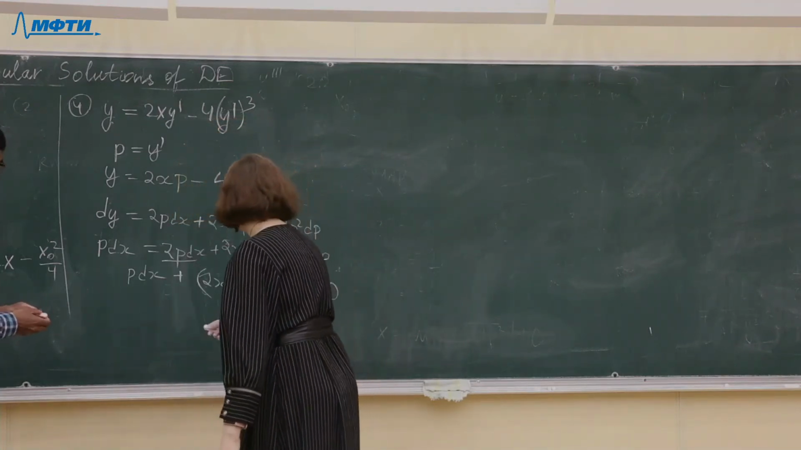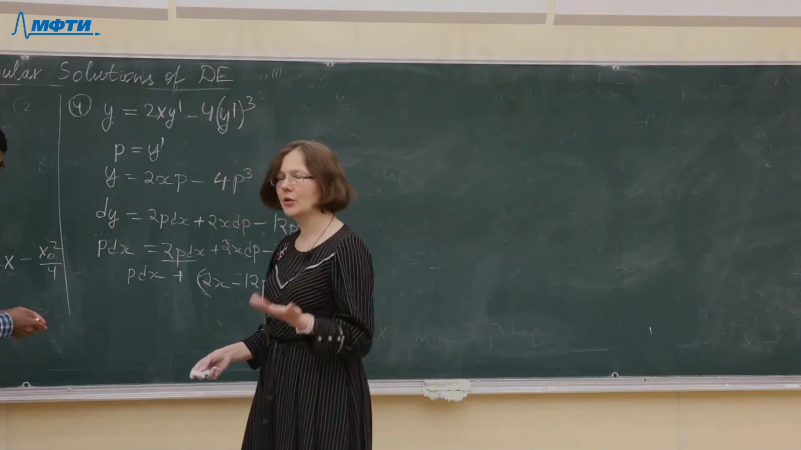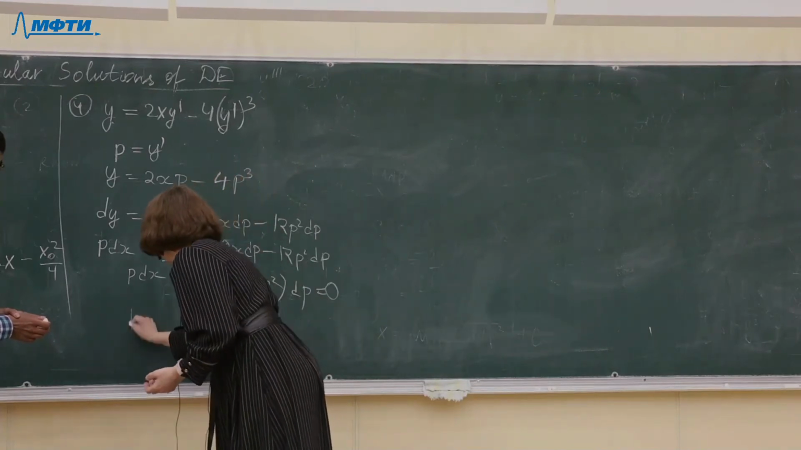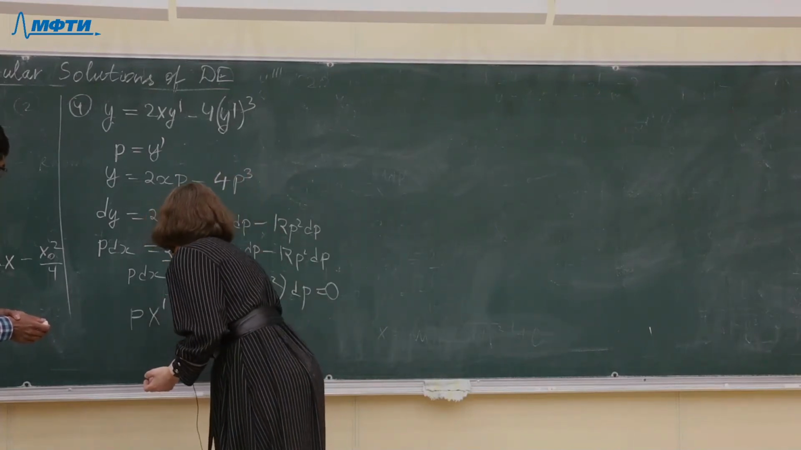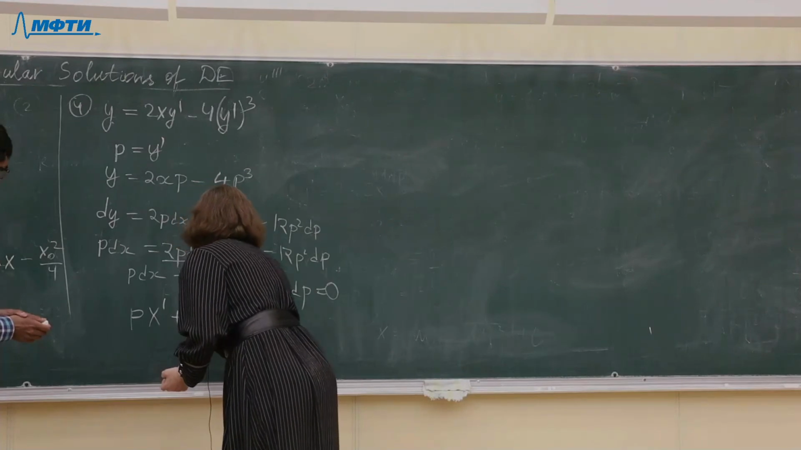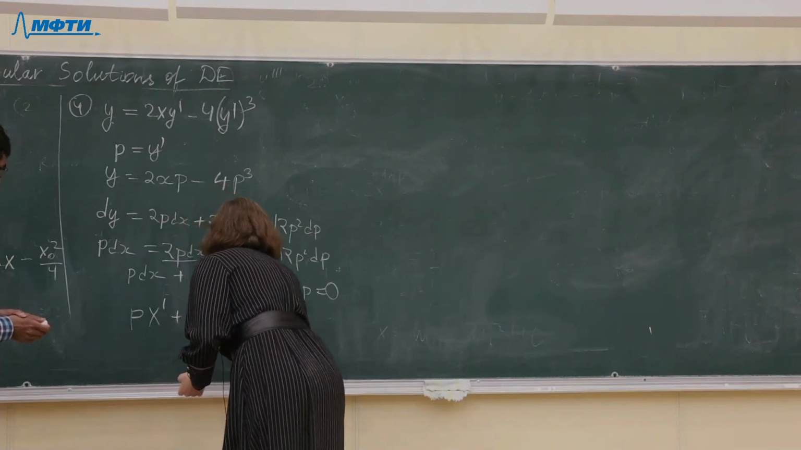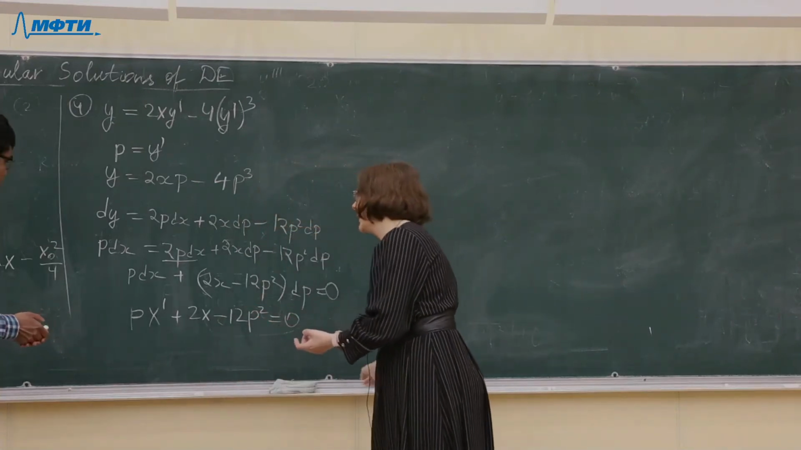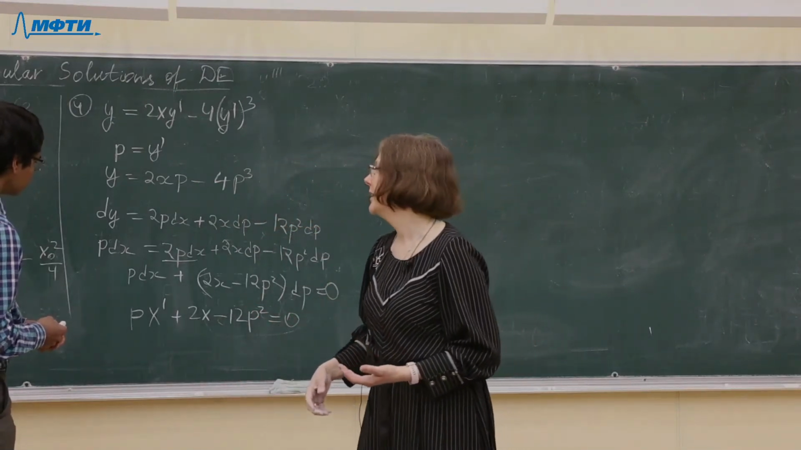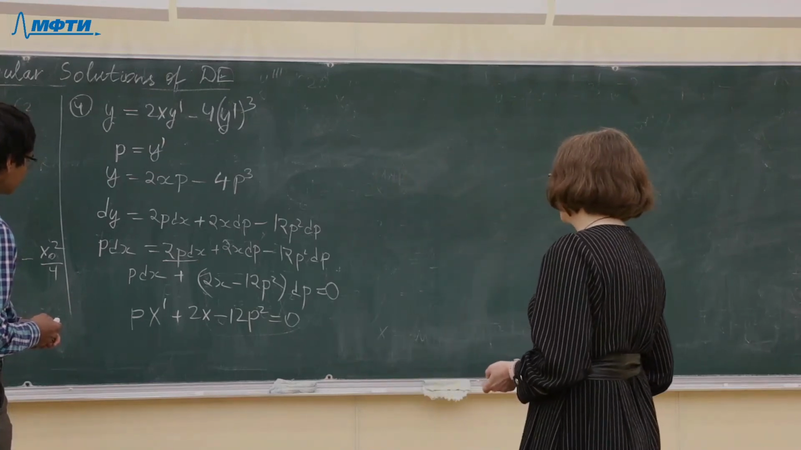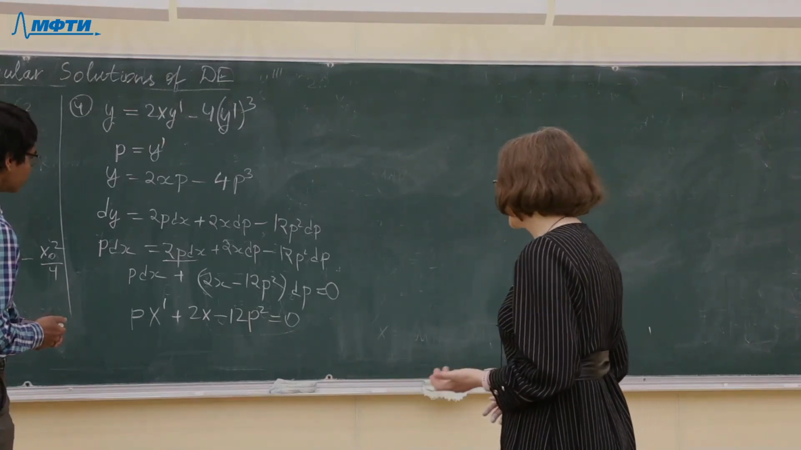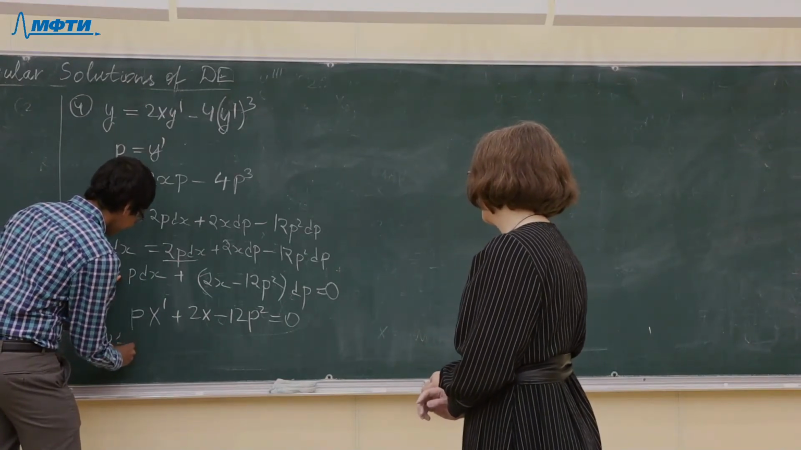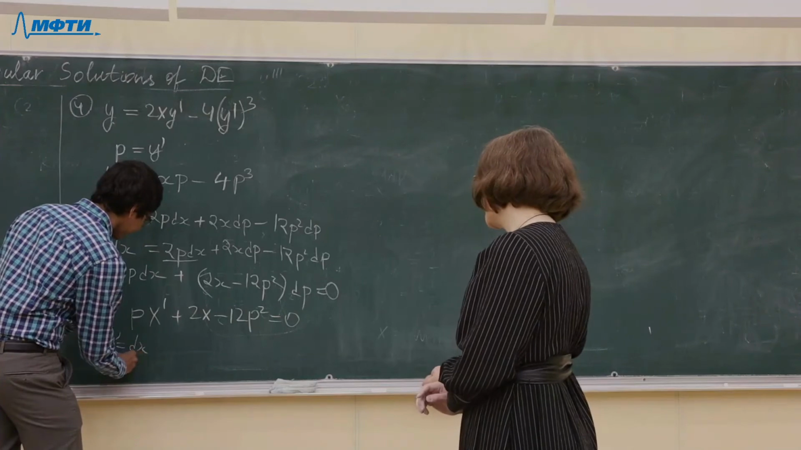We may do the following. So our goal is to find x as a function of p. If we divide by dp, we will get the following: px prime plus 2x minus 12p squared equals 0. But this equation is linear in x, right? And we can solve it using the integrating factor, for example. Okay, let's try to do this. x prime means the derivative with respect to p, right?